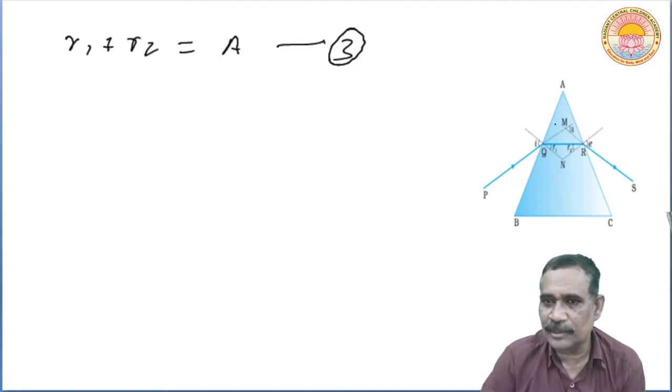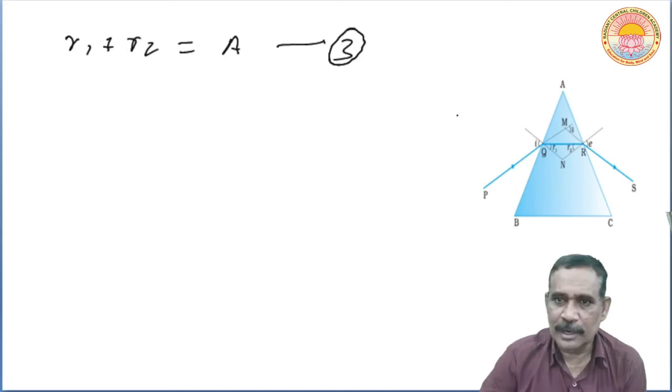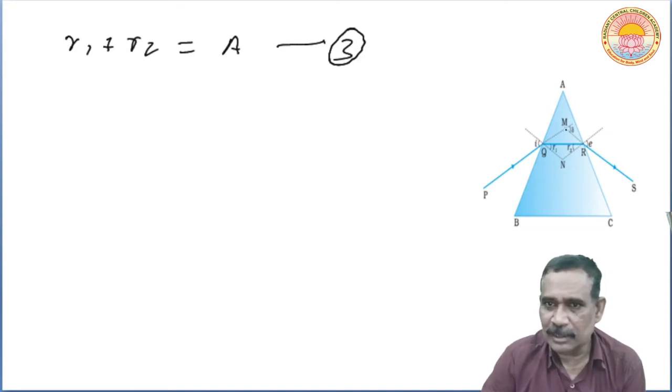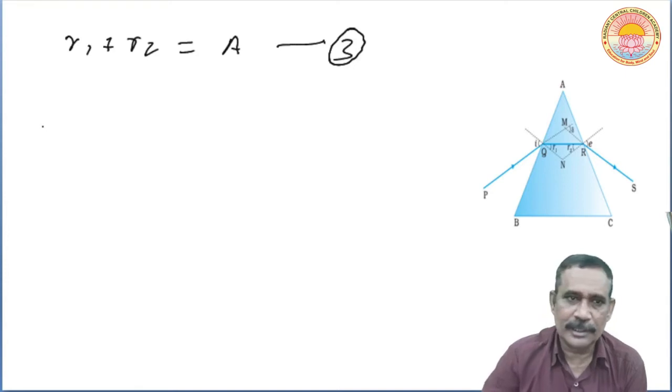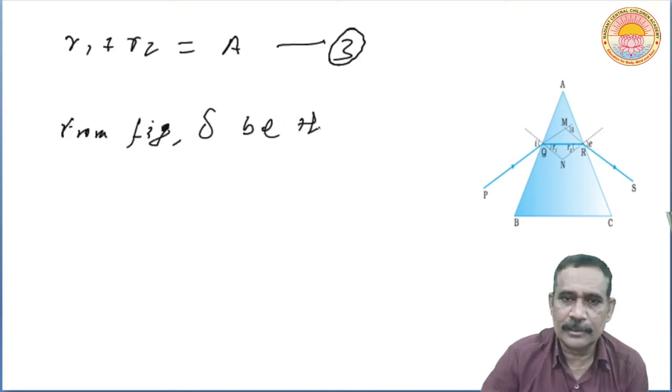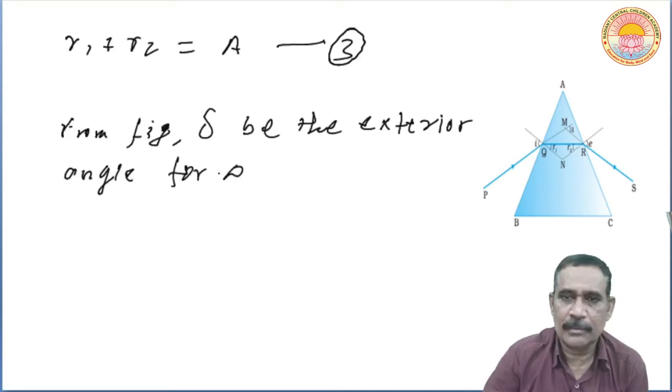Now the light ray PQ is extended in the forward direction up to PM, and the emergent ray is extended in the backward direction. The angle made by this incident ray and emergent ray is the angle of deviation, denoted by delta. Delta will be the exterior angle of triangle MQR.